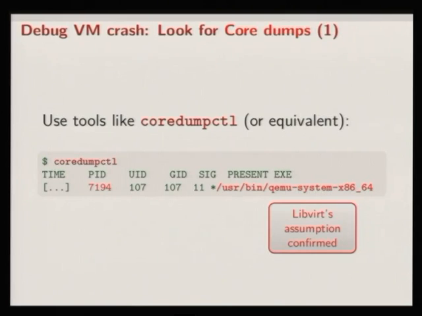Because libvirt said the guest crashed, we could examine if there are any coredumps available. So we could use a systemd journal tool like coredumpctl to see if there are any coredumps present. We could see that indeed there is a coredump available for the QEMU process. So here we confirm the libvirt assumption.